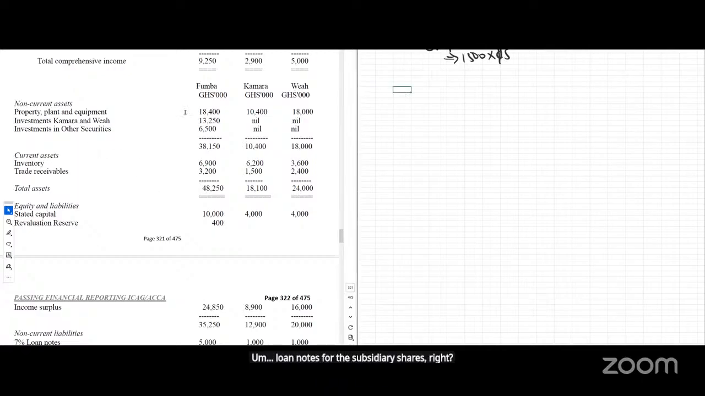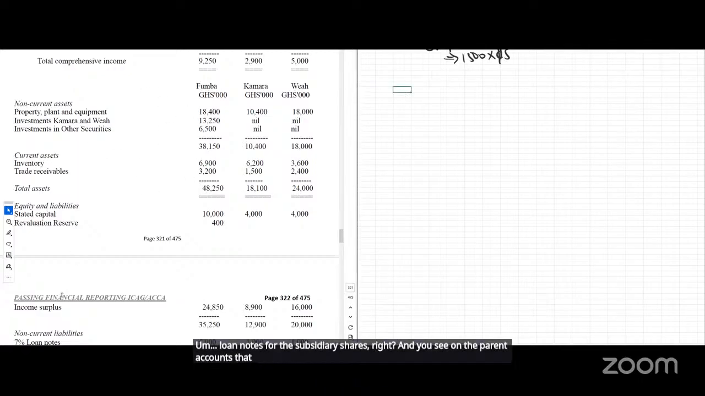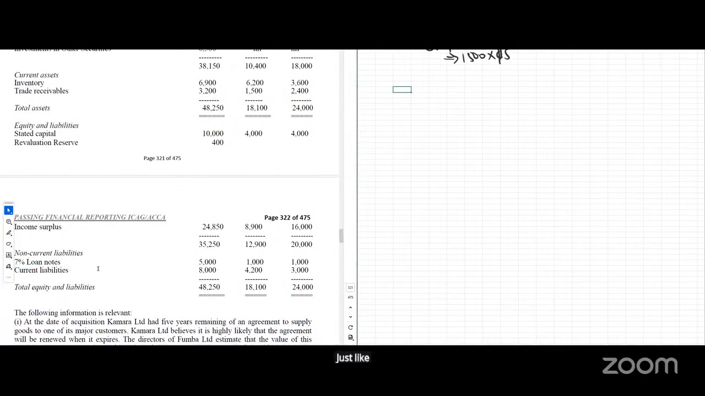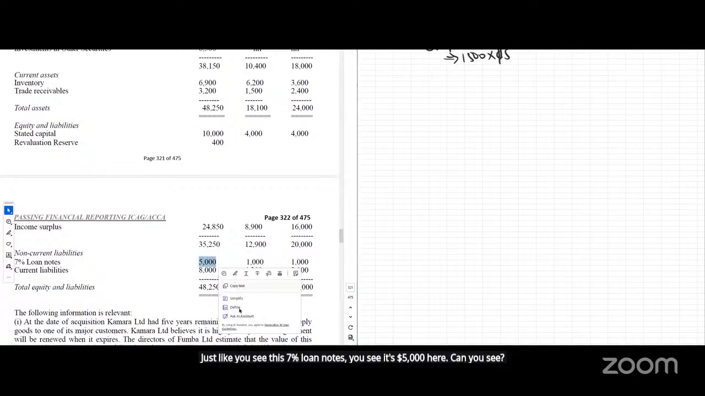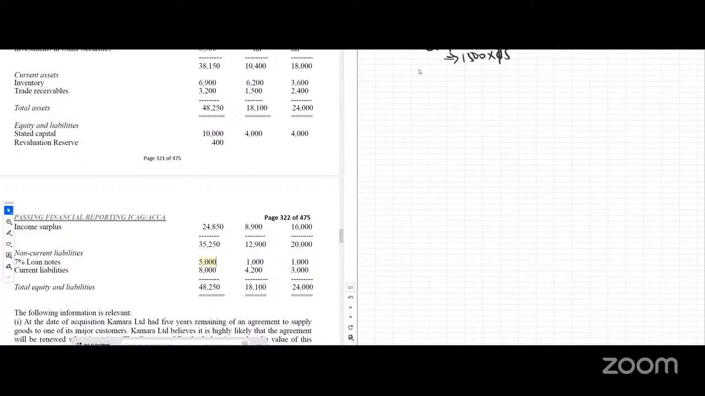And you see on the parent accounts that they are loans, like in the liabilities, that they are loan notes there. Just like you see this 7% loan note. You see it's 5,000 here. Can you see? Yes. So they are going to tell you that this guy is going to issue 100 CD loan notes for every 5 of the subsidiary shares.